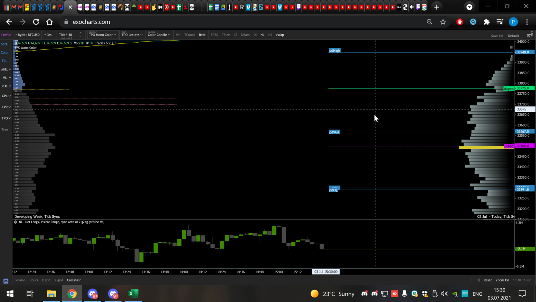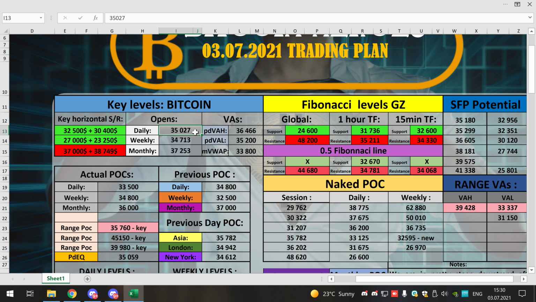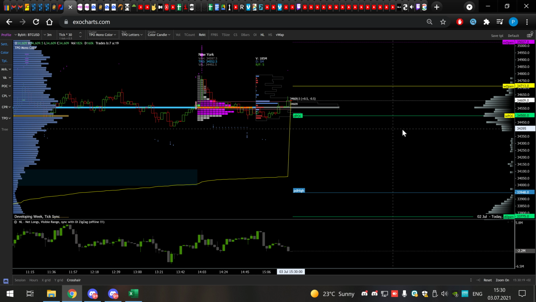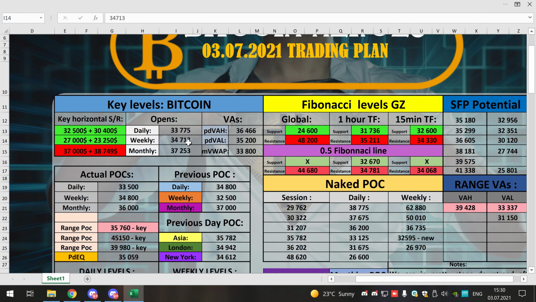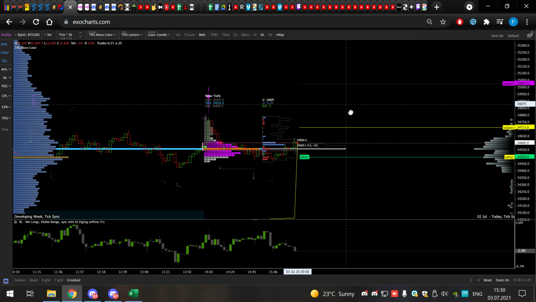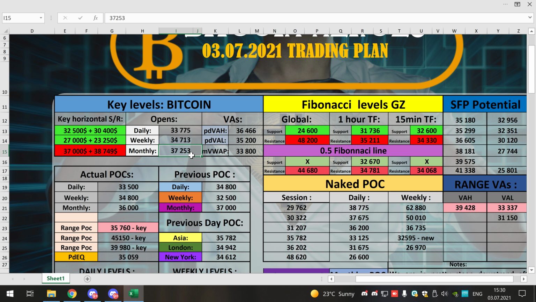And daily open is below us probably. Yes, 33,775. Weekly open is over here. Weekly open is changing once a week, so you don't have to update it often. Then we have the monthly open. This is updating once a month, and so we need to mark it 35,027. Okay, so we have those levels from ExoCharts.